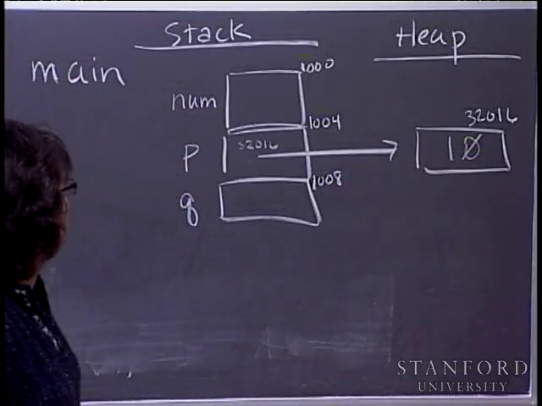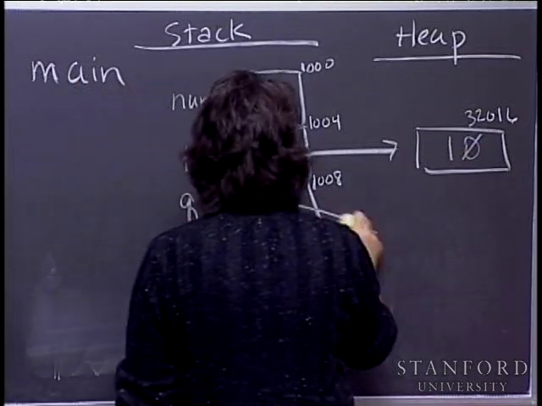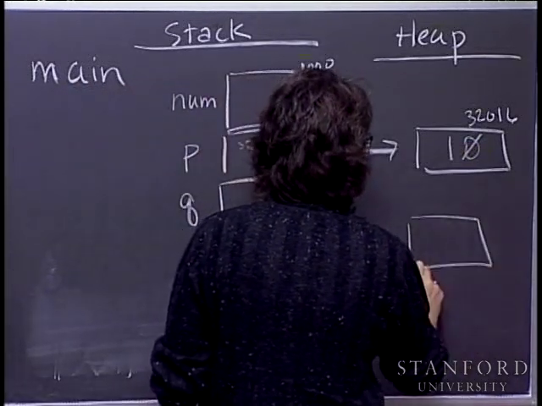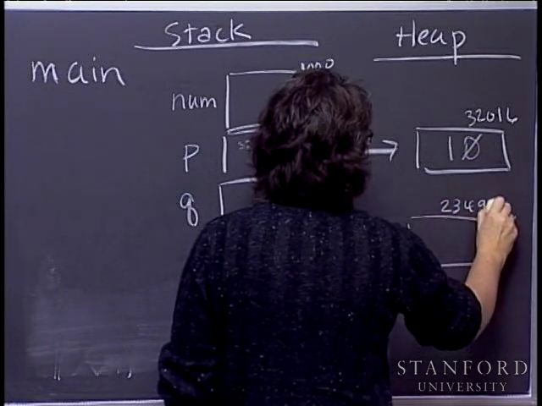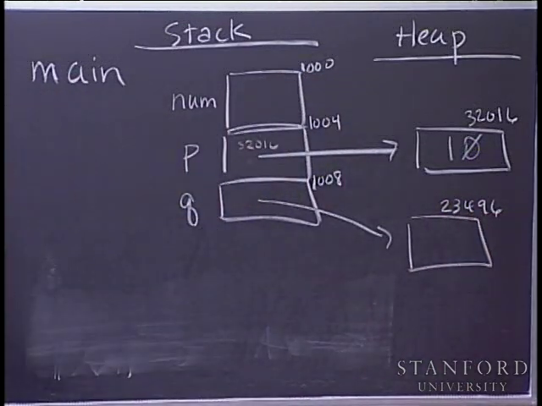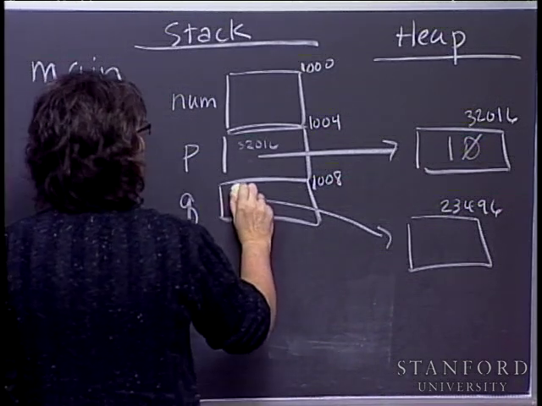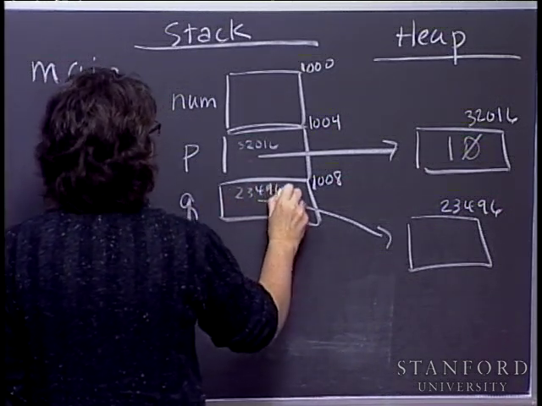Then I said Q equals new int. So Q gets an int in the heap, and maybe this is at 23,496, some other place out there. And so that's actually kind of what's being stored here, 23,496.